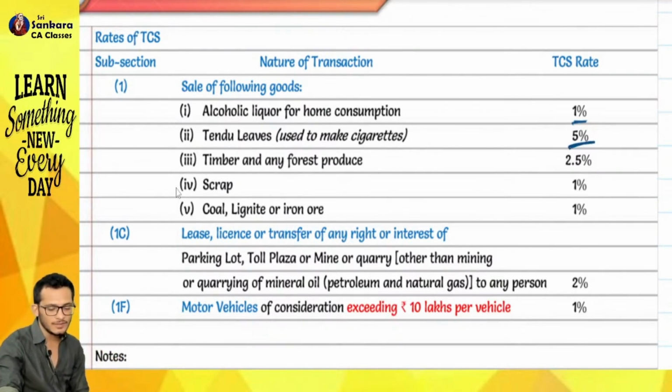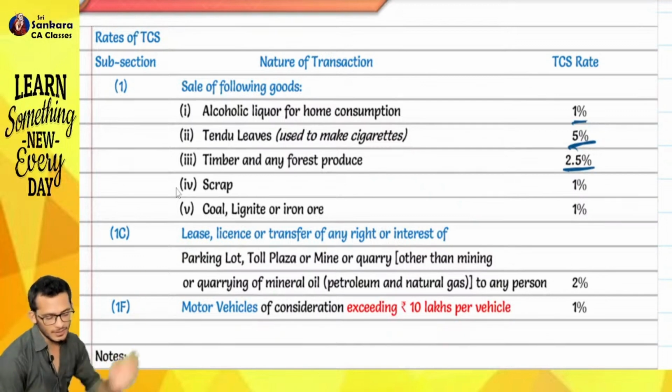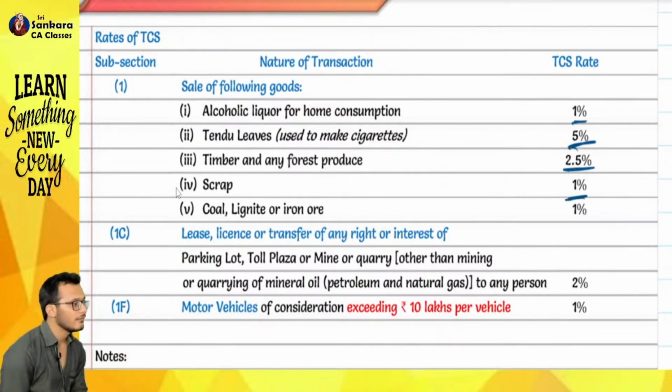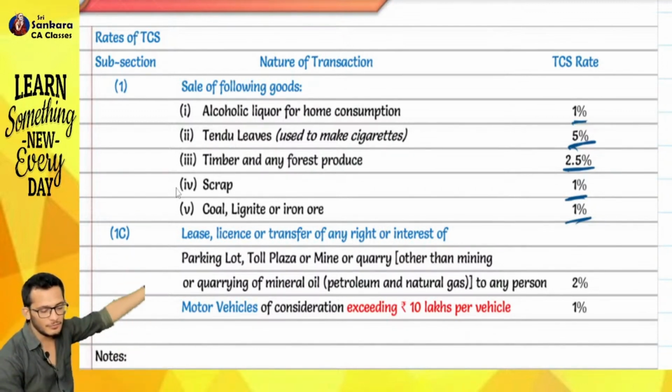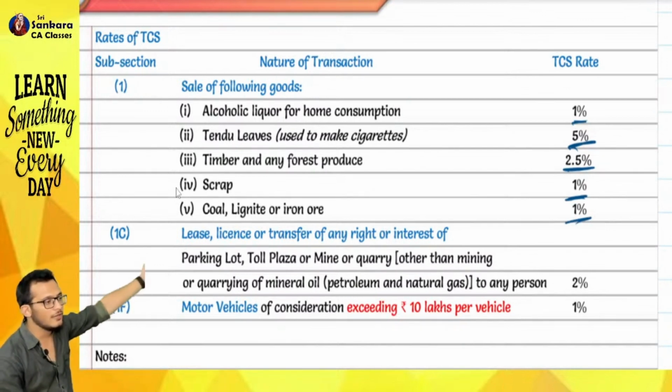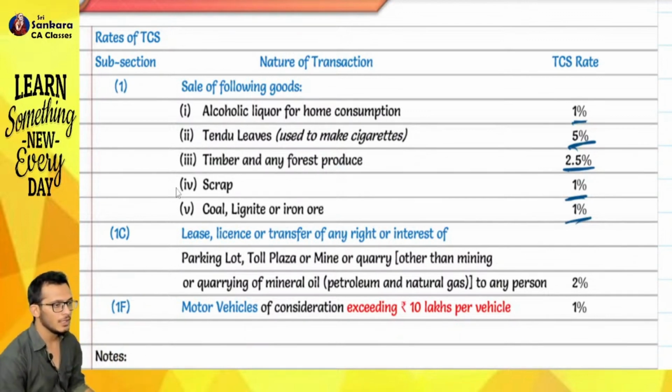If you are selling tendu leaves, what is tendu leaves? Items which are used for making cigarettes, you will collect 5%. If you are selling any kind of timber and forest produce, you will collect 2.5%. If you are collecting any scrap, 1%. If you are collecting any kind of coal, 1%. Okay. So, if you sell any of these products, you will collect TCS at the rate of 1% for alcohol, 1% for scrap, 1% for coal, 5% for tendu leaves, 2.5% for timber.